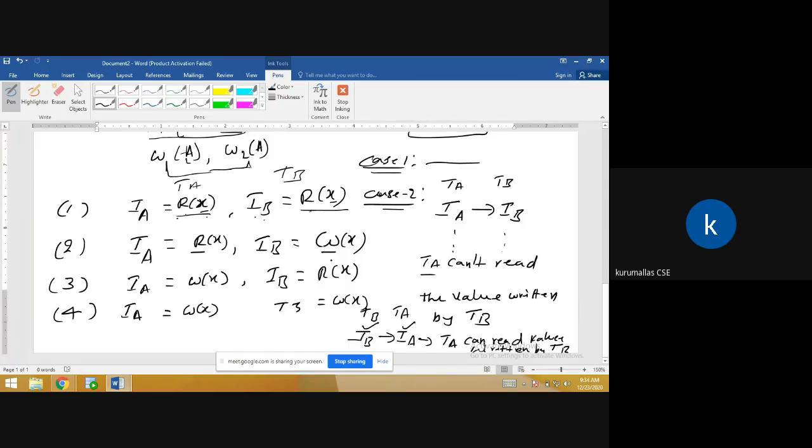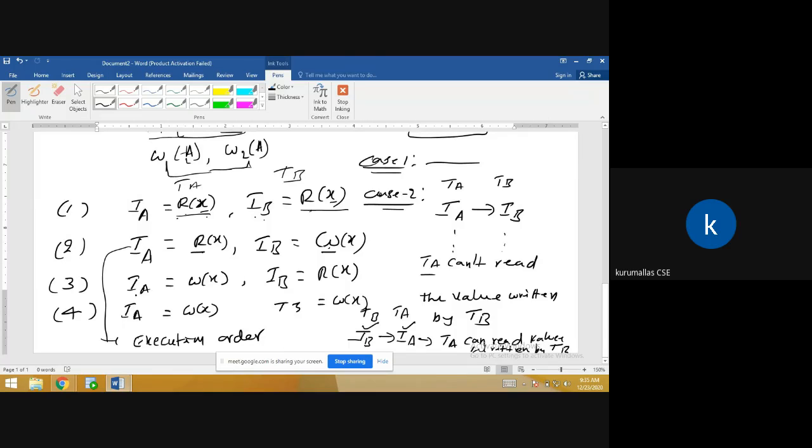In this case, the execution order is more important, because you remember, there is a read operation and a write operation on the same data item. If it starts with TA, IA and then IB, the transaction TA cannot read the value written by TB. Next, if your transaction follows IB then IA, TA can read the value written by IB. These are the two conditions, so the execution order is very, very important here.